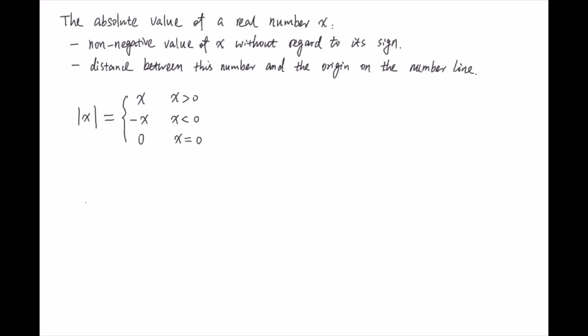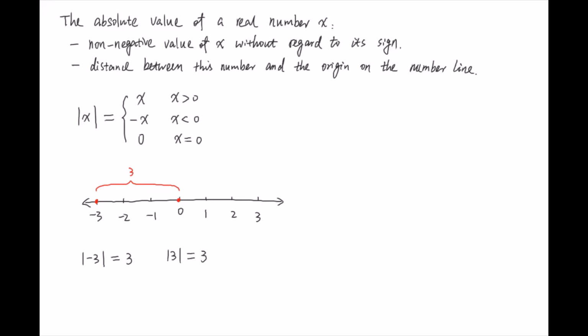For example, the absolute value of -3 equals 3. That's the distance between -3 and the origin. And the absolute value of 3 is also equal to 3. That's also the distance between the origin and 3.